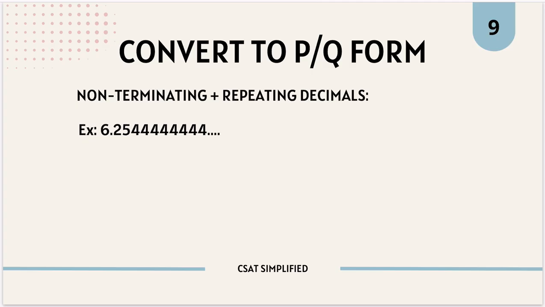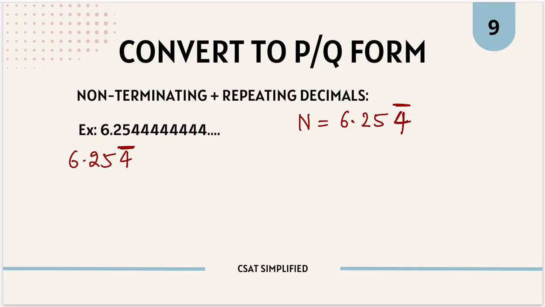Right? This is one level up. Why? Because this number is 6.254 bar. Correct? Now what should I do here? First thing is put n is equal to 6.254 bar.